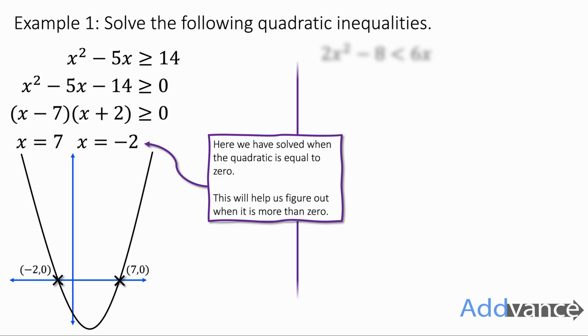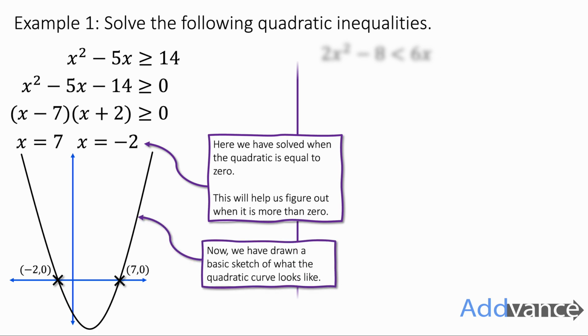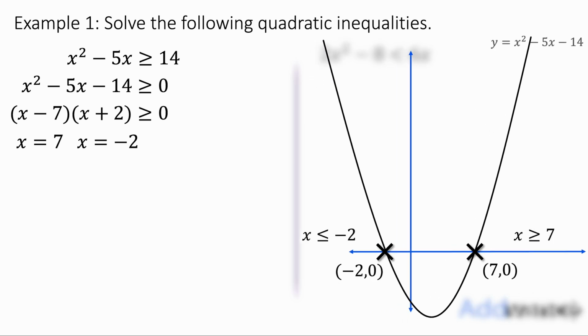We can start by graphing this quadratic, and it will look like this on a graph. It will look like a U shape, and it will cross 0 at x is minus 2 or x is 7. We draw a quick sketch of the graph. It just looks like this. It's going to be a U shape because it's a quadratic. Now we're interested in when it's more than 0.